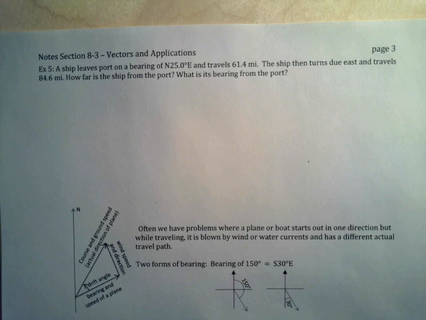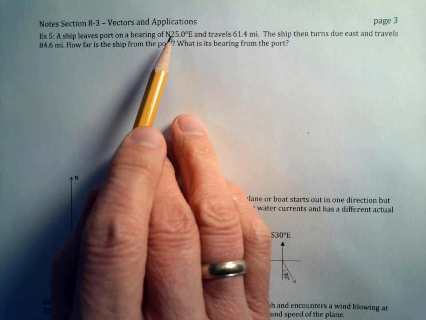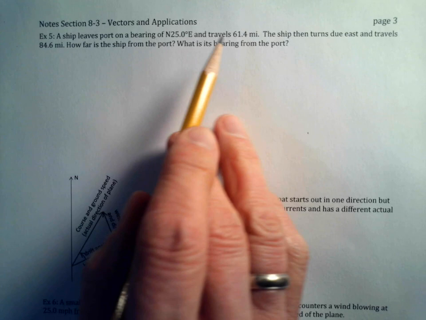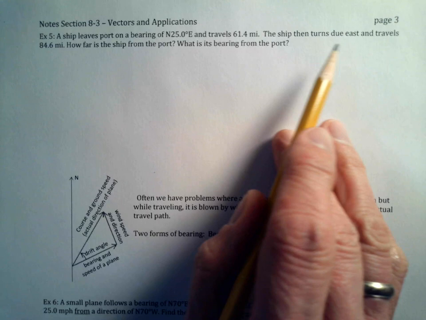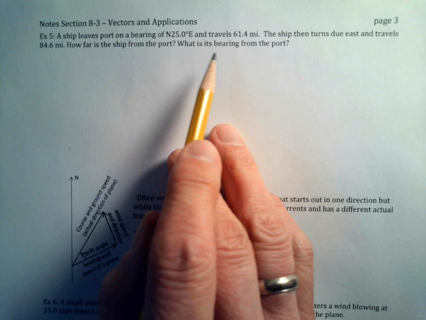All right, example number 5. A ship leaves port on a bearing of north 25.0 degrees east and travels 61.4 miles. The ship then turns due east and travels 84.6 miles. How far is the ship from the port, and what is the bearing from the port?